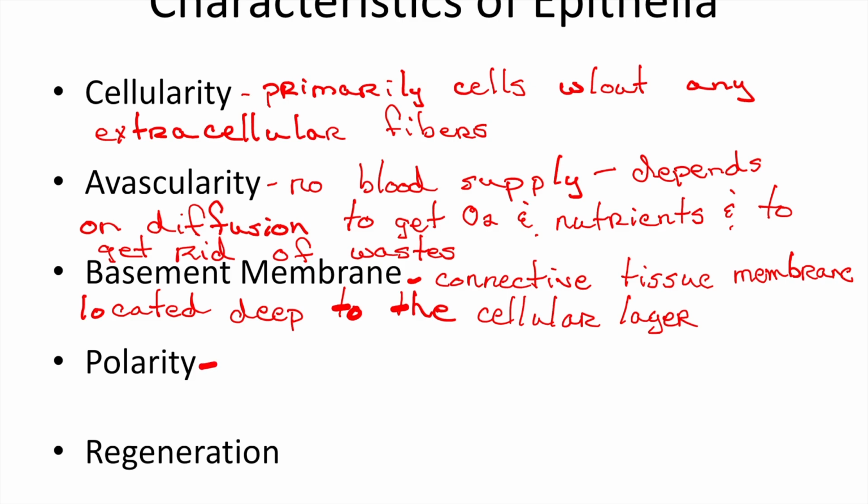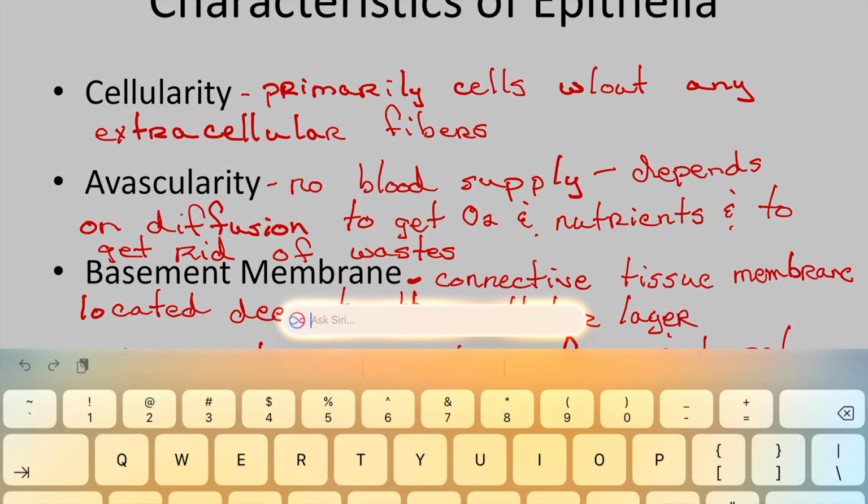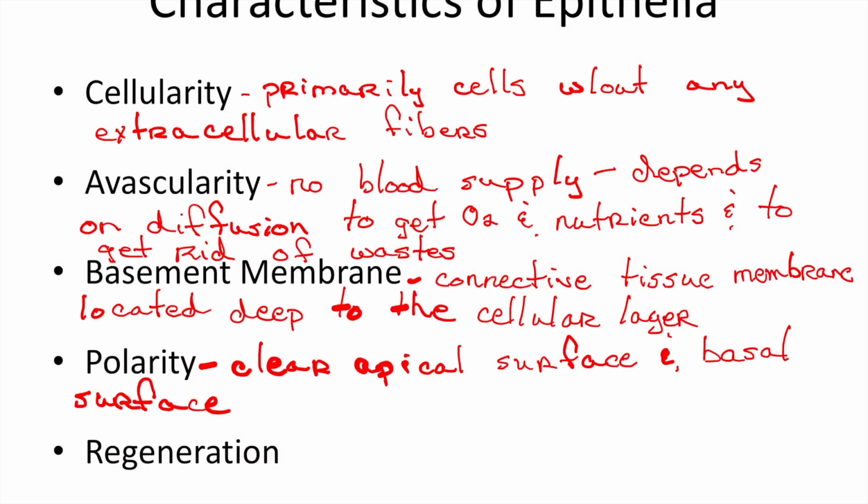It has polarity, meaning it has a clear apical surface and a basal surface. And it has a high capacity for regeneration.